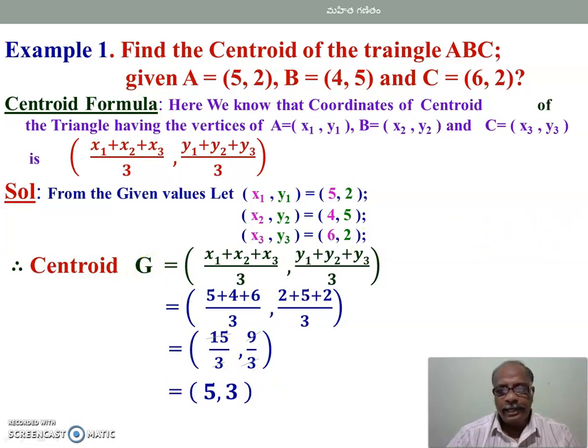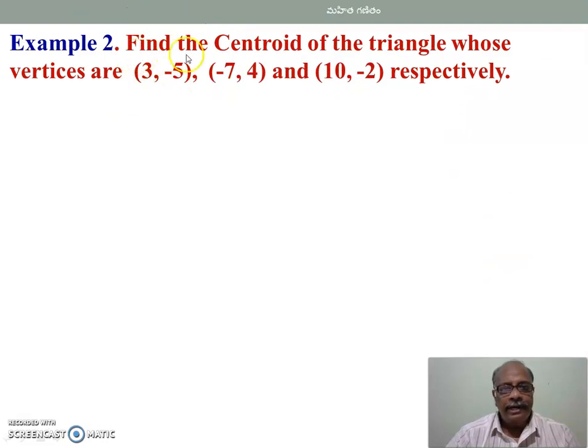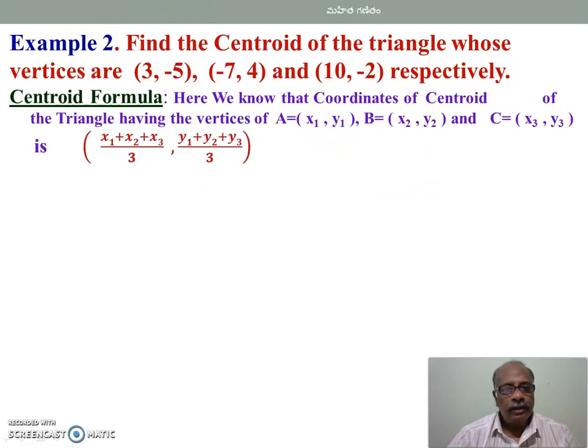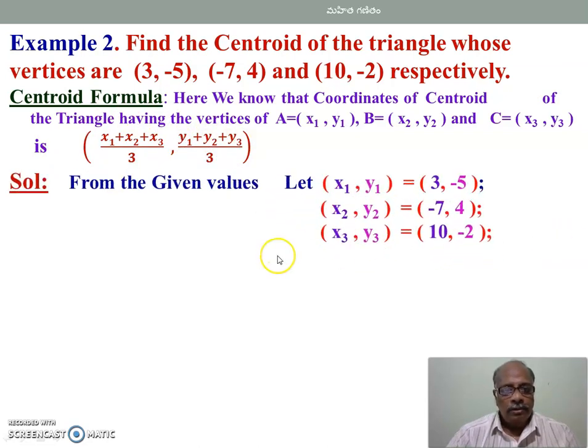Now, we will go to another example. Here also, find the centroid of the triangle whose vertices are (3, minus 5), (minus 7, 4) and (10, minus 2) respectively. Now write the centroid formula. Here we know that the coordinates of the centroid of a triangle having the vertices A (x1, y1), B (x2, y2), C (x3, y3), then the formula is (x1 plus x2 plus x3) by 3, (y1 plus y2 plus y3) by 3. Now, let us assume that the given points are, first point is (x1, y1), second point is (x2, y2), third point is (x3, y3).